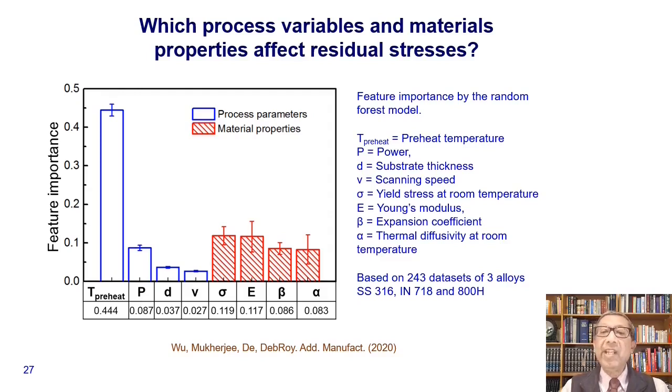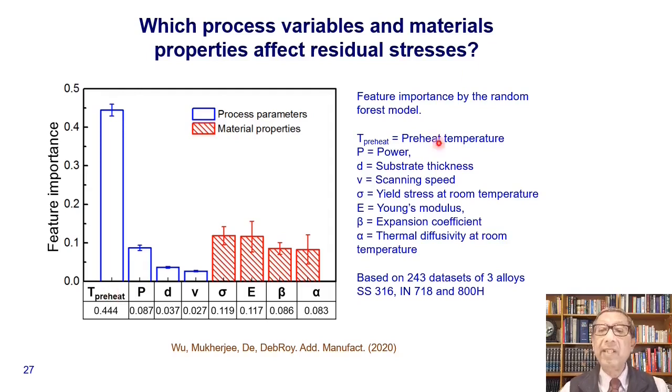So we take all of these variables like preheat temperature, power, substrate thickness, scanning speed, and several of the thermophysical properties or mechanical properties like yield stress, Young's modulus, thermal expansion coefficient, and so on. And then we use a random forest model to determine the feature importance. The preheat temperature is the most important variable.